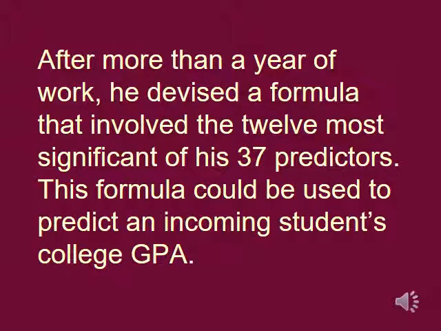Well, he spent a lot of time figuring out which of those were the most important, and initially he came up with a list of 12 out of those 37. Later, he actually pared it down to 5. And he had his grad students come up with a formula that could be used to take those possible variables and predict a student's GPA.